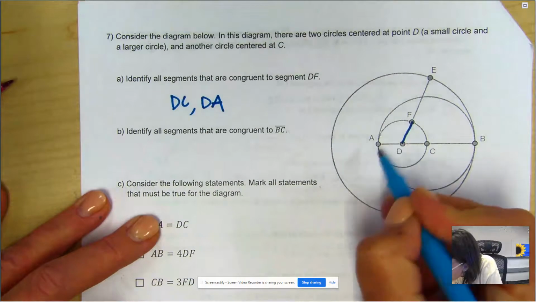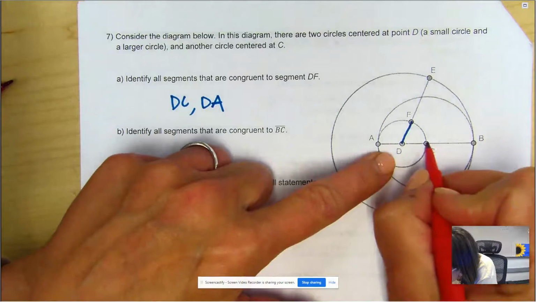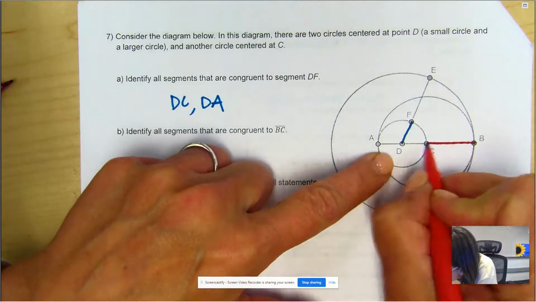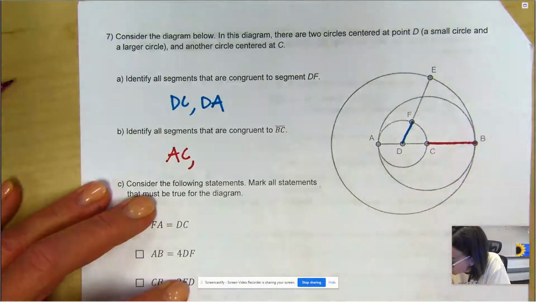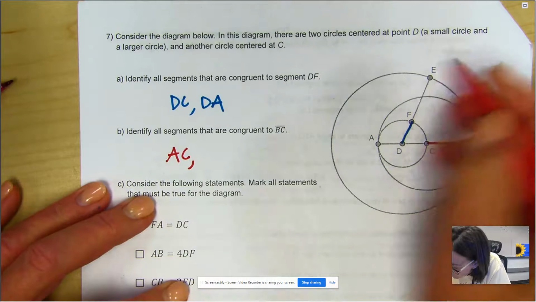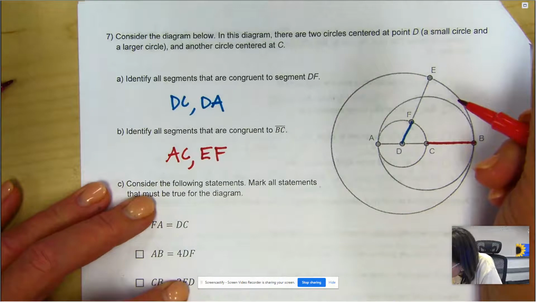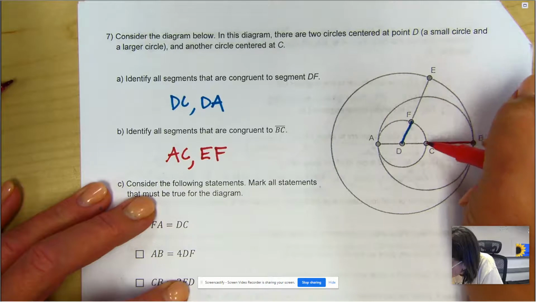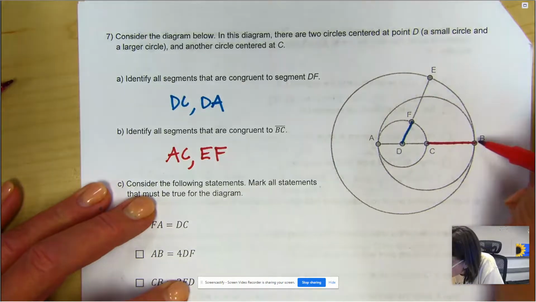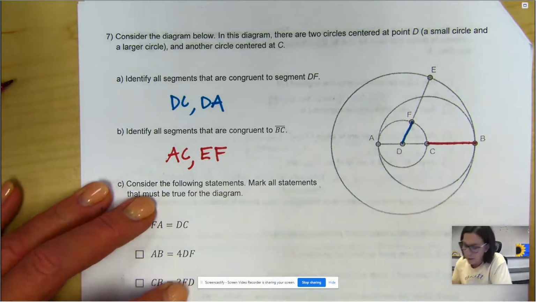Identify all the segments that are congruent to BC. So BC is the radius of the mid-sized circle, right? BC, so that's AC. And then people noticed EF is also the distance from that little circle to the outer circle, the inner circle to the outer circle.